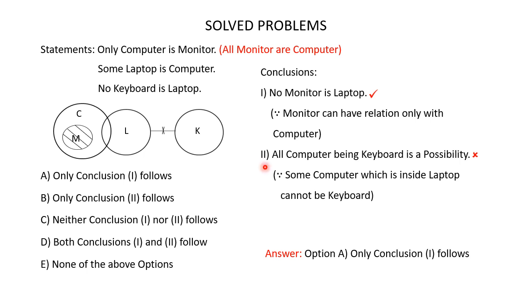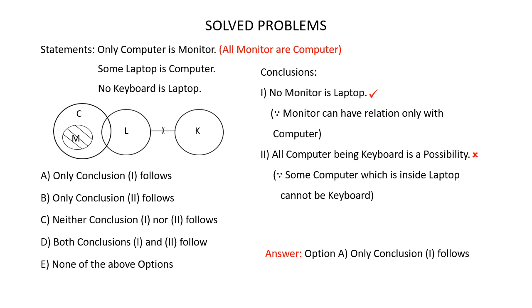Conclusion 2. All computers being keyboard is a possibility. So you have computers here and keyboards here. Clearly you can see here that all monitors are inside computers, and monitors can have a relation with only computers. Monitors will not have any relation with keyboards. Now, if all computers should have a relation with keyboard, then it obviously means that all monitors which are inside computers should also have a relation with keyboards.